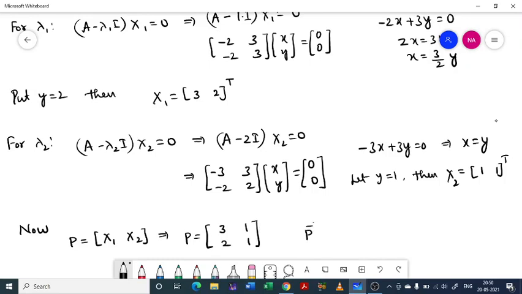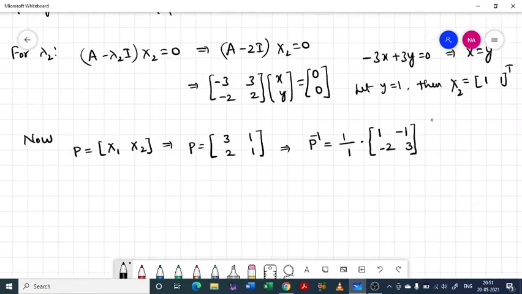Now P inverse equal to, what is the determinant of this? 1 by determinant of P. Determinant of P is 1, into adjoint of P. Adjoint of P means you have to interchange diagonal entries and change the sign of non-diagonal entries. So here we will get 1, minus 1, minus 2, 3.